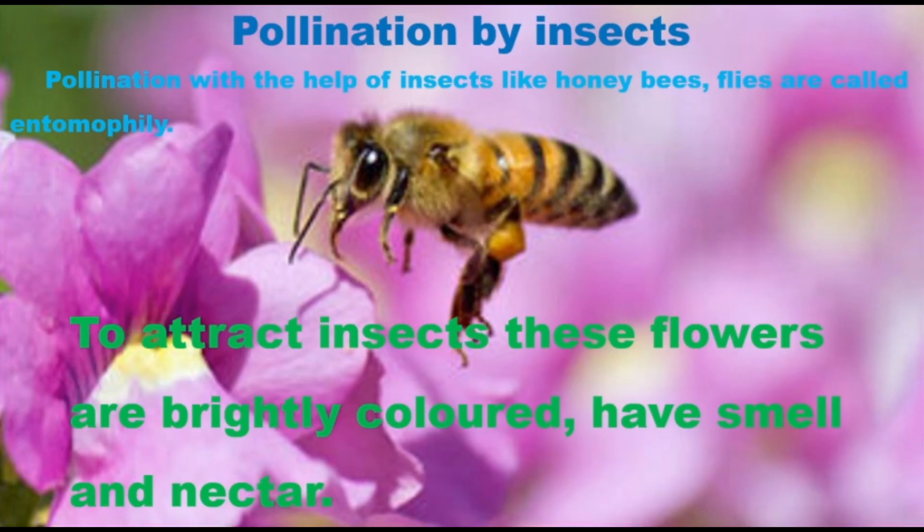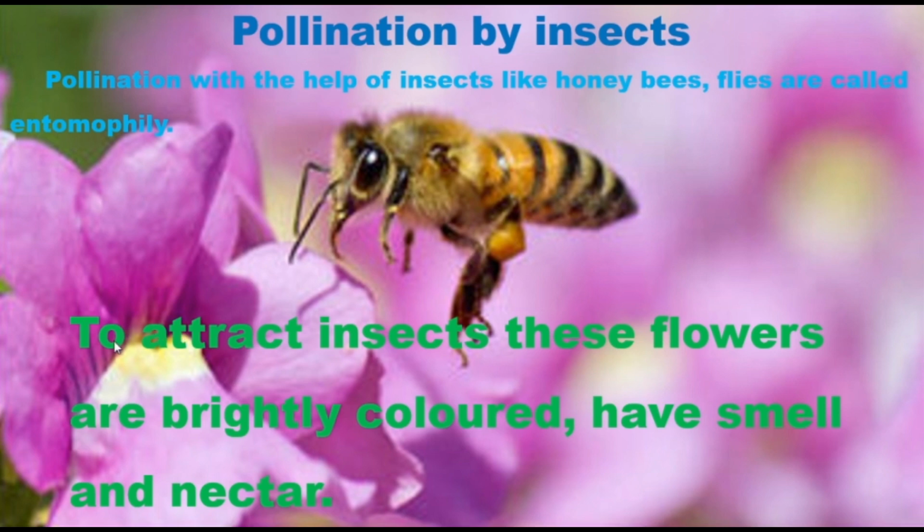Now pollination by insects. Pollination with the help of insects like honeybees and flies is called entomophily. So the pollination is happening with the help of insects. It may be a butterfly or a honeybee or flies, whatever it may be. It is done with the help of insects. That pollination we call entomophily.